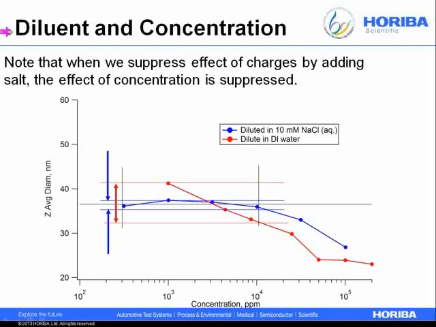But if I dilute it in salt water, here I use 10 millimolar sodium chloride, then the electrostatic interactions are suppressed. And so what I've done is I've basically turned off the particle-particle interactions. And I've kept everything else the same. I have the same optics. And so we can ask how much of this distortion we see with concentration comes from particle-particle interactions and how much from multiple scattering.